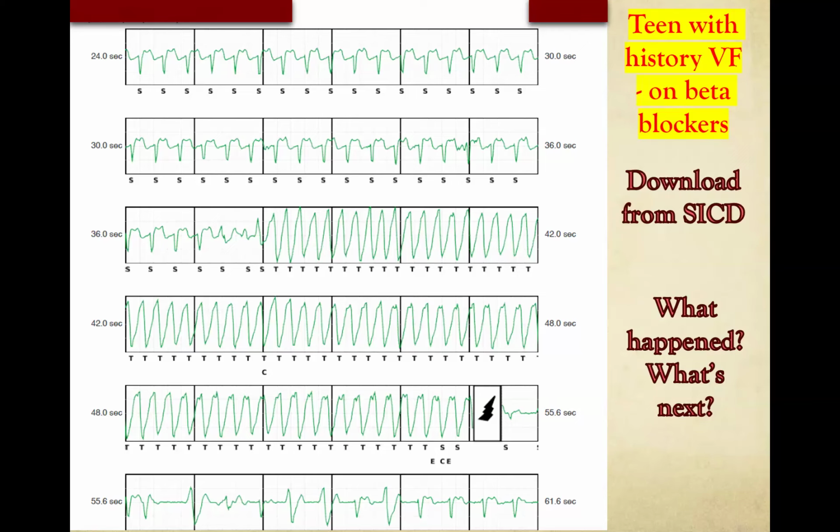So based on this, do you feel that the device worked well? Do you have any criticisms of the device's interpretation or therapy and effectiveness of therapy? I think it worked well. I don't know what the dose of beta blocker is, and maybe add flecainide if it's uncontrolled. So definitely it worked. It seems to have worked well. It definitely terminated the arrhythmia.